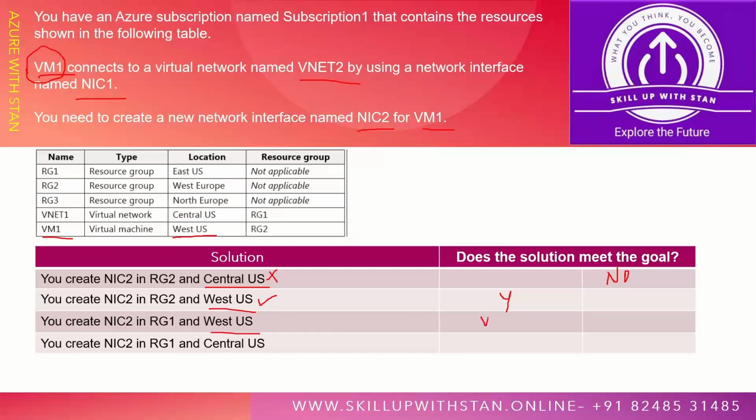A resource group is just a logical grouping. So the resource group and the VM can be in different locations, and the resource group and the network can be in different locations. The only thing that is important is that the network card has to be created in the same region. That is the reason we are choosing West US as the option. It can be in RG2 or resource group 1, it is immaterial. And you cannot create the network card in Central US and attach it to a different region. That is not at all possible.